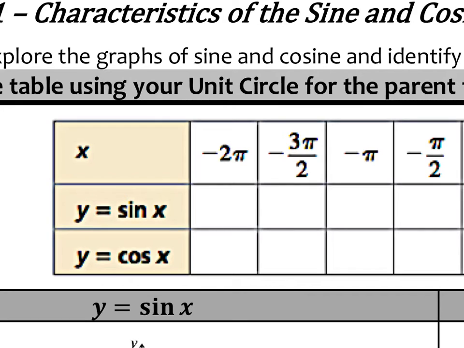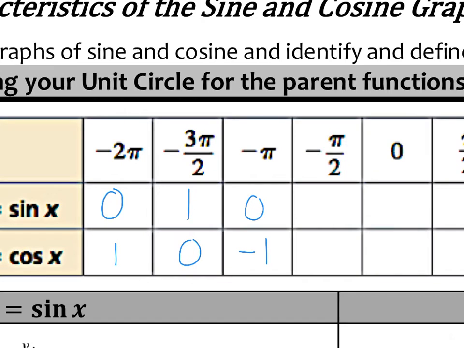So we want to think about what our y value and our x value are for sine and cosine. Remember that cosine is our x from the unit circle and sine is the y. So at negative 2 pi, our cosine, our x value is 1, and our y value, our sine, is 0. Okay, and I'm just going to go ahead and fill these in. Negative 3 halves pi, 1 for sine, 0 for cosine. At negative pi, we have negative 1 as our x value, and 0 is our y value.